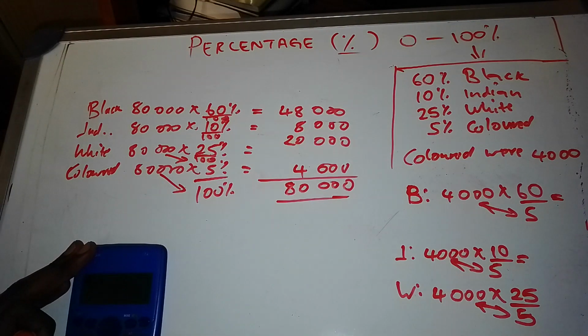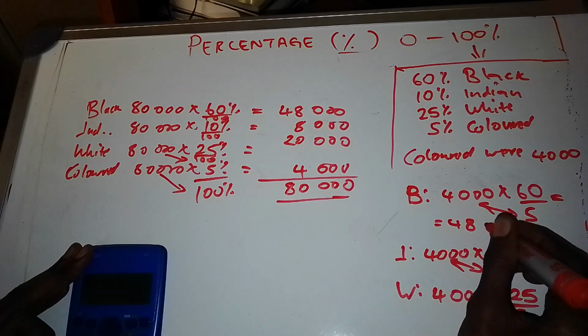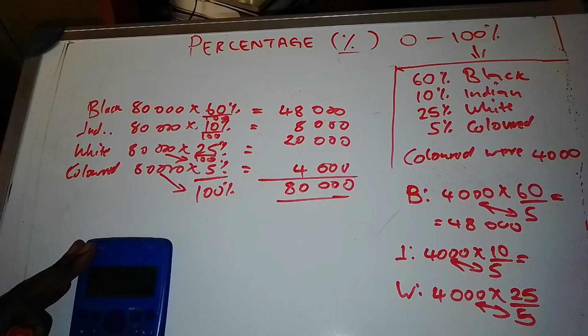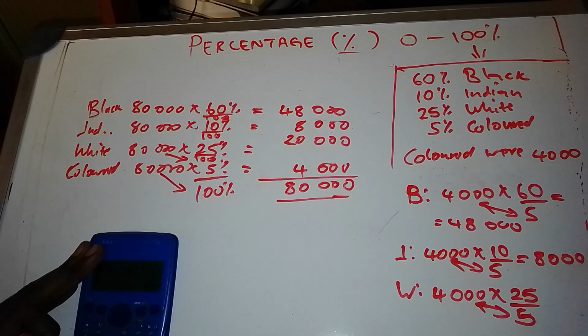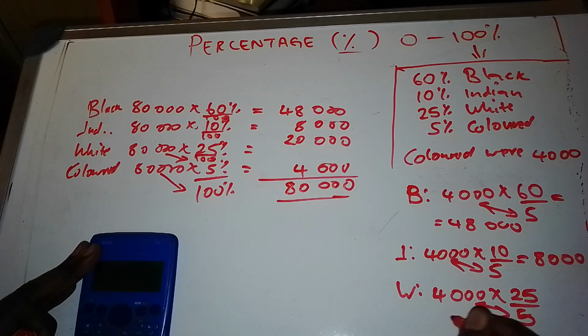It's the same example. Now you'll say 4,000 times 60 over 5. It gives you the correct 48,000 for blacks. And then you say 4,000 times 10 over 5. It gives you the correct 8,000 for Indians. And then you say 4,000 times 25 over 5. It gives you the correct 20,000.